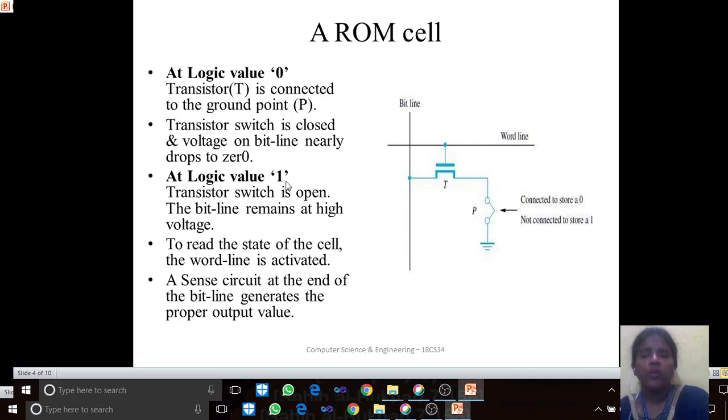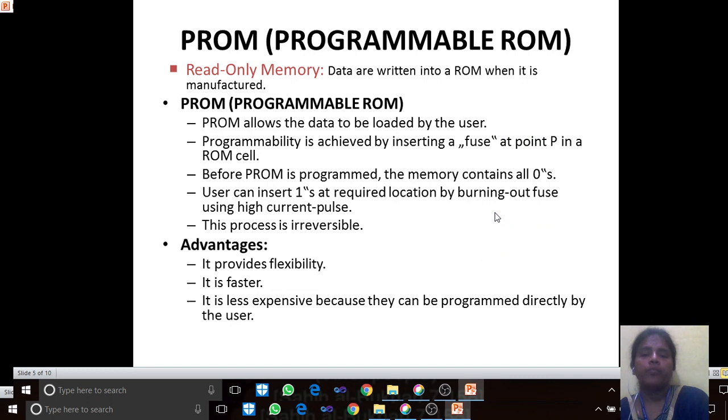At logic value 1, the transistor switch is open. The bit line remains at the high voltage. To read the state of the cell, the word line is activated. A sense circuit at the end of the bit line generates the proper output. If it has to store the logic value 1, this will be open. Point P will be open.